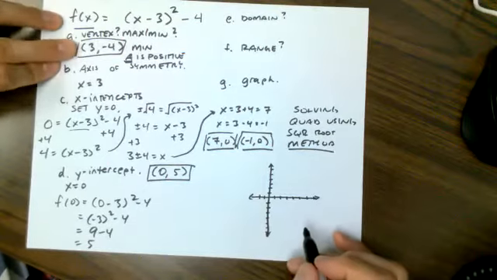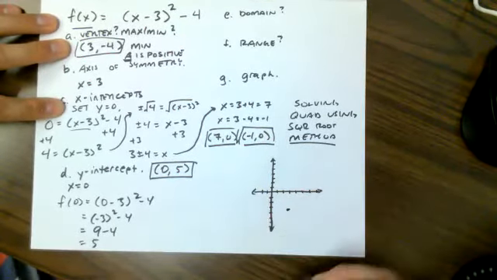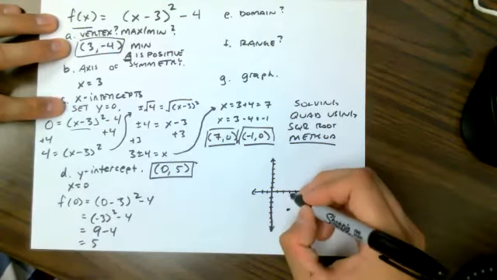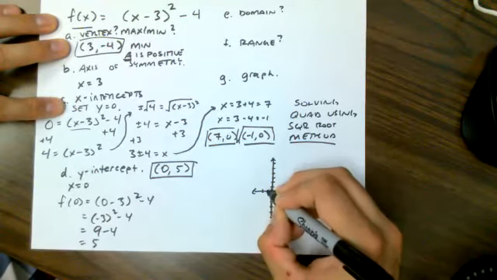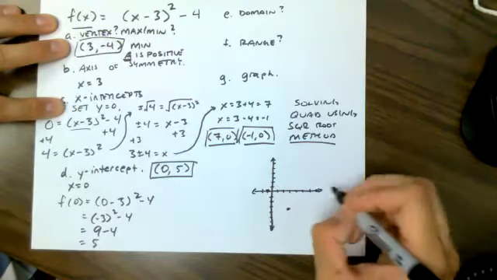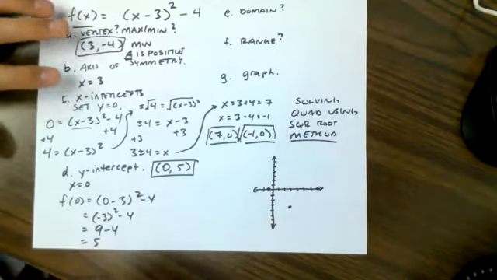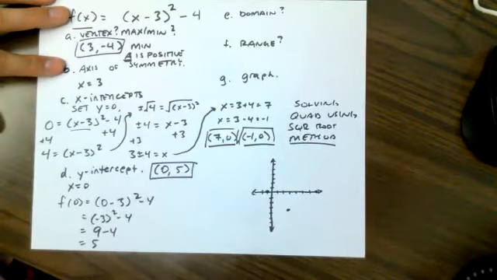Okay, so let's graph the vertex first. So 3, negative 4, right there, right? The x-intercepts 7 and negative 1. So 3, 4, 5, 6, 7, and negative 1. And then the y-intercept is 5. That doesn't make any sense. I don't think I did that correctly. Huh. Something doesn't look right.